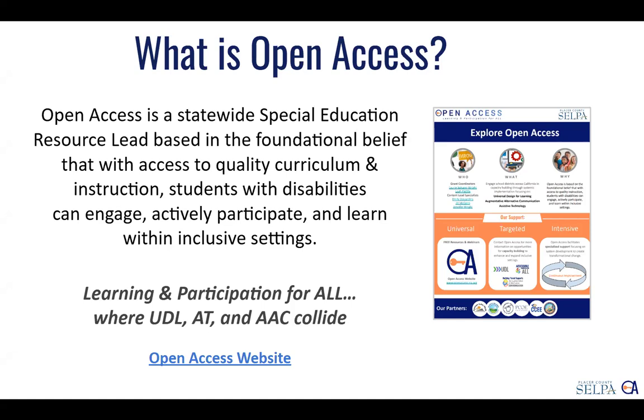You can bookmark our website to easily access some free resources. We will go over that website a little bit later as well, but it is also in the home base document. You can click this slide to access our one-page flyer, which details our three-tiered approach to assisting LEAs and SELPAs statewide. We offer universal, targeted, and intensive services, and you can learn more about that on our website, or feel free to reach out to anyone on the Open Access team. Our contact information is all located on the home base document.